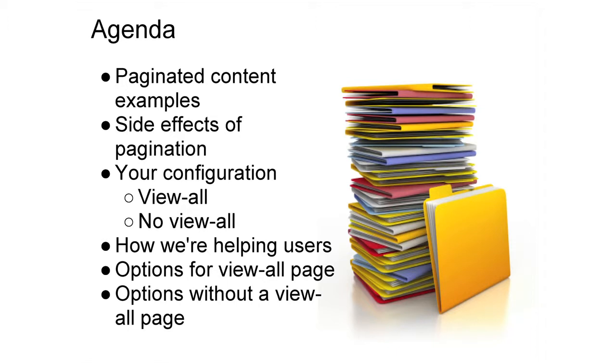Then we'll cover your configuration, and this comes in two parts. For those of you webmasters with paginated content and a view all page available, and then for those of you webmasters that have paginated content but without a view all page. So there's going to be two types of configurations there. Then we're going to step back a little bit and talk about what Google's doing to help users with paginated content and webmasters as well. And then last, given your configuration, whether you have a view all page available or you have no view all page available, we'll look at the options that you have for your paginated content. So let's go ahead and start with some paginated content examples.